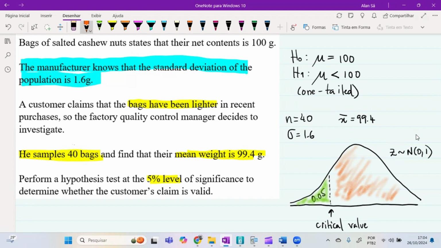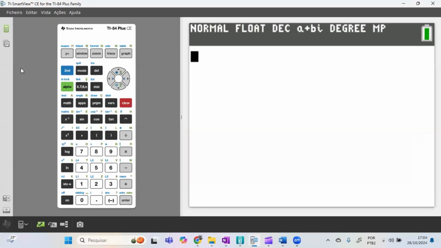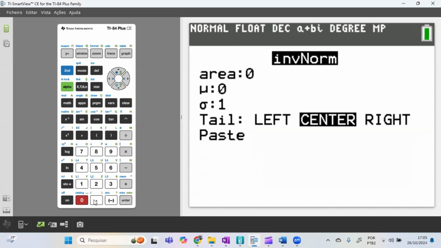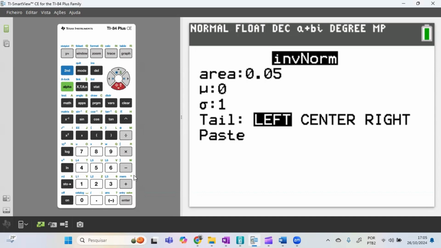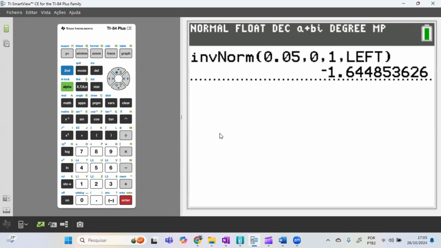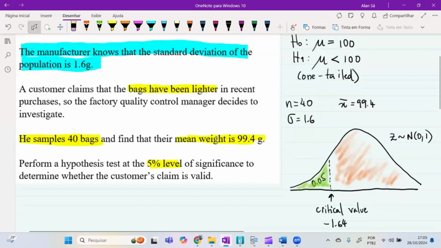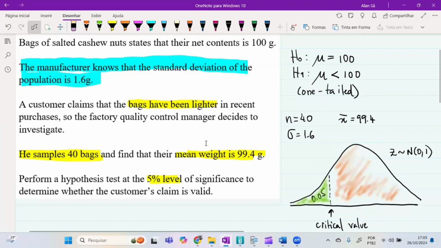For the critical value on the Texas calculator, you go to distribution, and then you use inverse normal. We want to know an area of 0.05 with mean zero, standard deviation 1, tail left. When you do this, you're going to find the value to be minus 1.64 to 3 significant figures. So that's our critical value, minus 1.64.